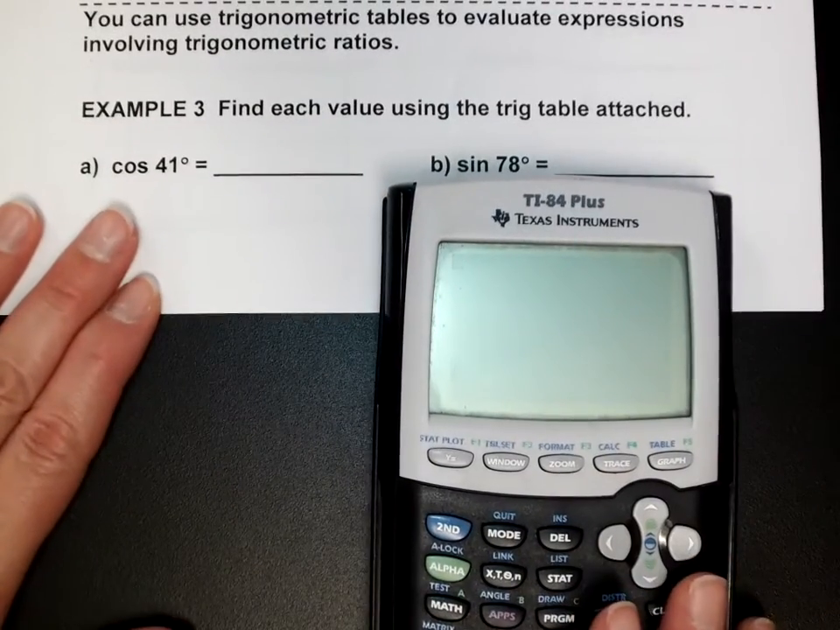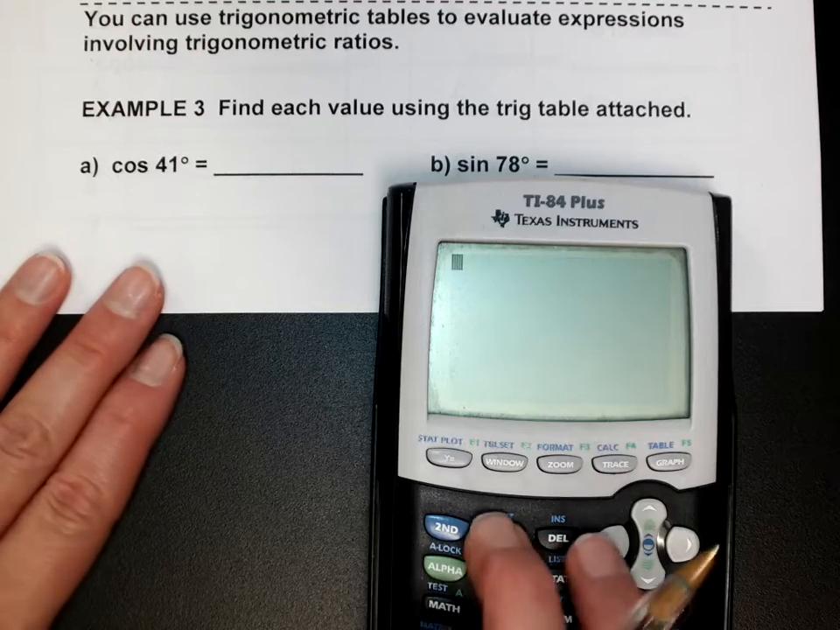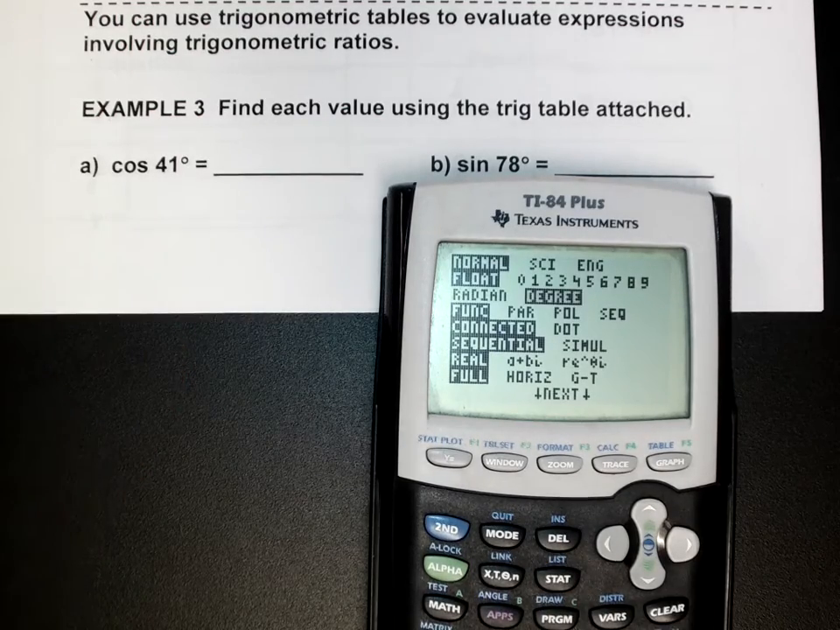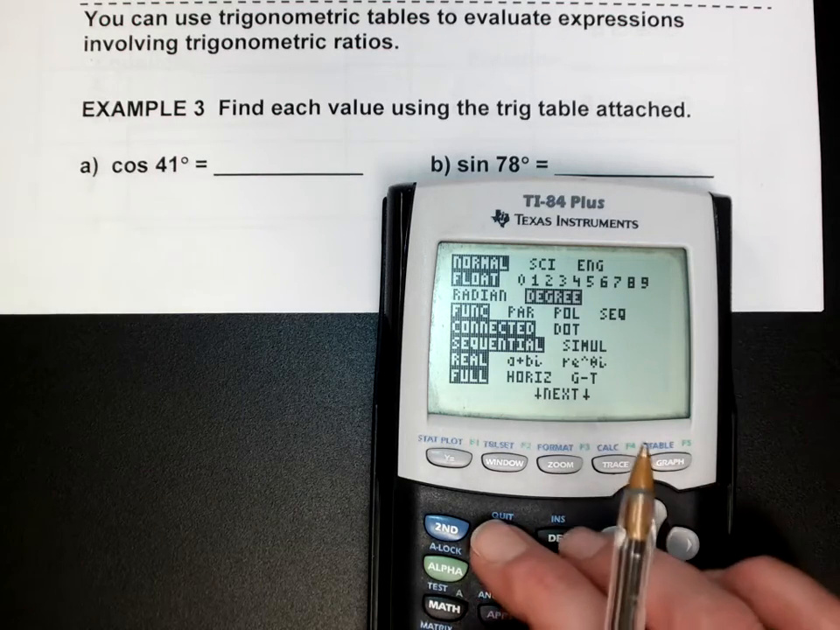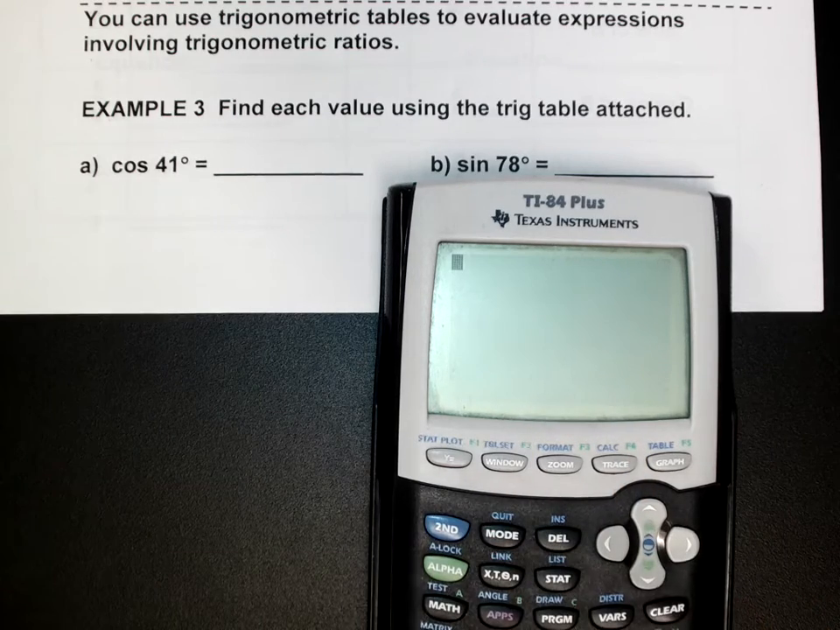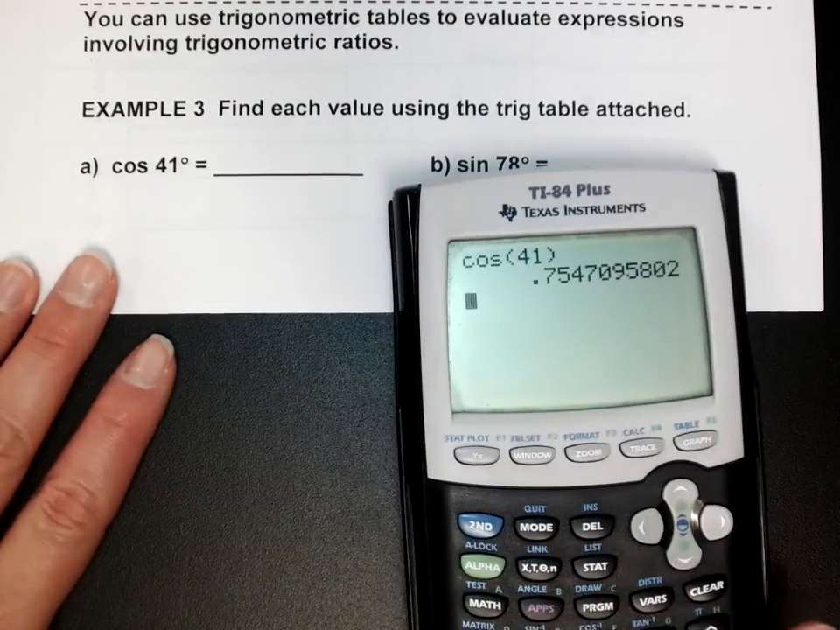We are going to use the calculator though. The one thing you have to make sure is that your mode is in degrees. You're fixing to learn what radians are, and you're going to have to toggle back and forth between degree mode and radian mode. So you need to be sure you know how to change that, because that can make a huge difference in your answer. So this is degree mode, then I can quit. And then all I have to type is cosine of 41, and it will tell me what that ratio is.